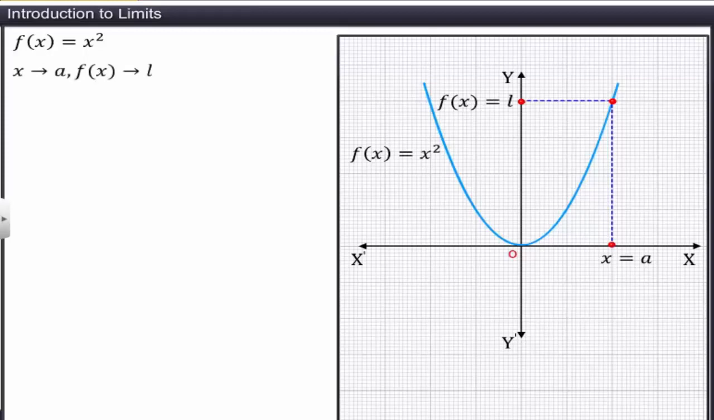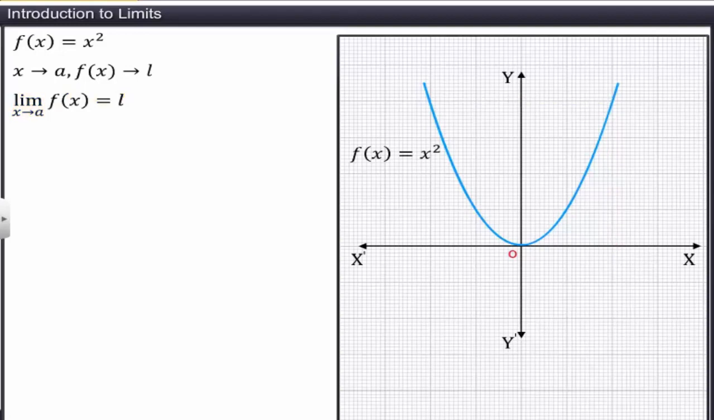The mathematical representation of this idea is represented as shown. As the value of x approaches a, the value of the function approaches L. This is symbolically defined as shown. We read this as limit x tends to a, f of x is equal to L.